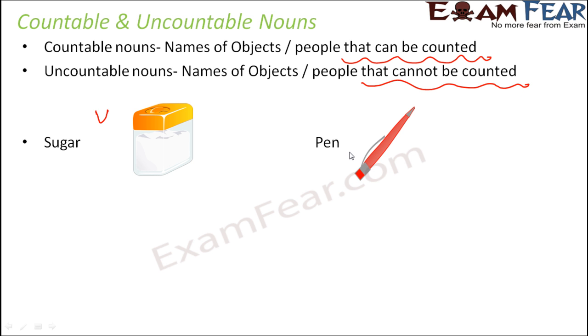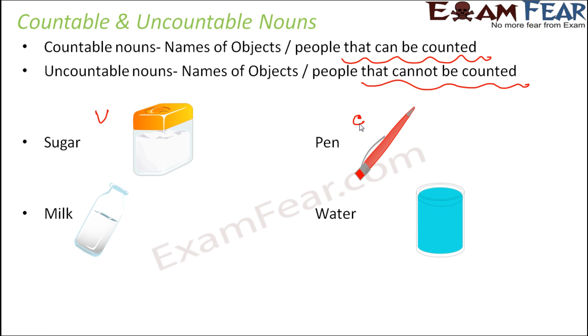Whereas if you talk about a pen, now if I give you a box filled with pens, will you be able to count the number of pens? Of course, yes, it's quite easy to count the number of pens. So pen is an example of countable noun. So I hope that this example of sugar and pen would have helped you to understand what is countable noun and what is uncountable noun.